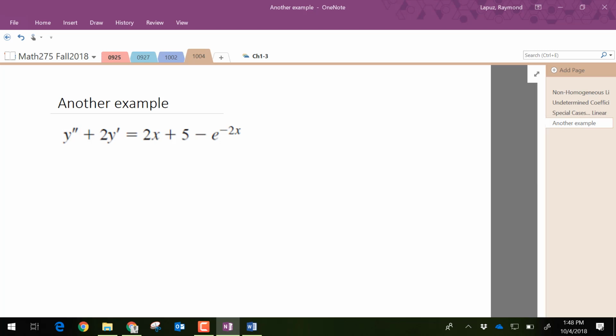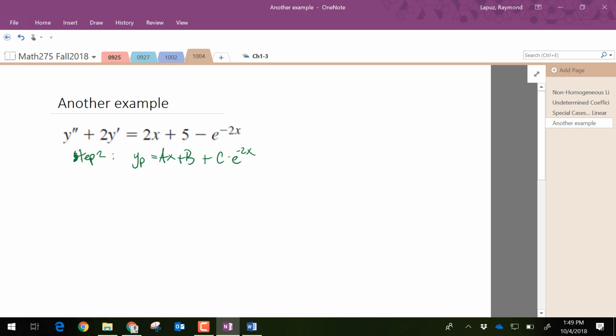We usually go through step one first, but I'm just going to take a peek at step two, because there's something interesting going on. It's a combination of a polynomial and exponential, but you're not multiplying them, you're just adding them. So you can treat them separately. So let's take a peek at our guess, our step two. Y sub p should be ax plus b plus c times e to the negative 2x.